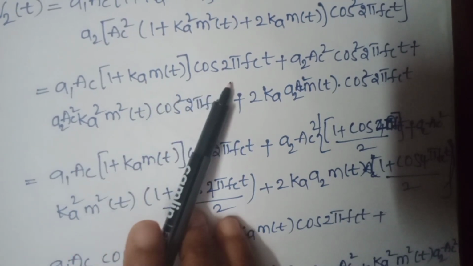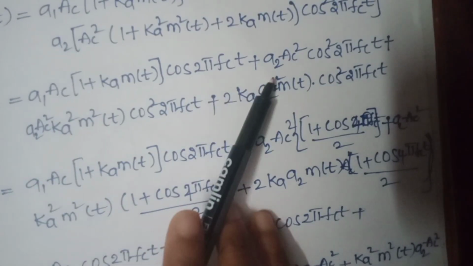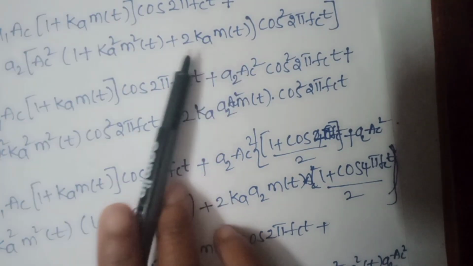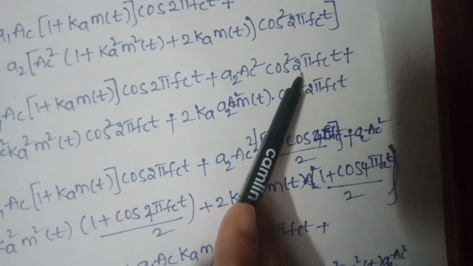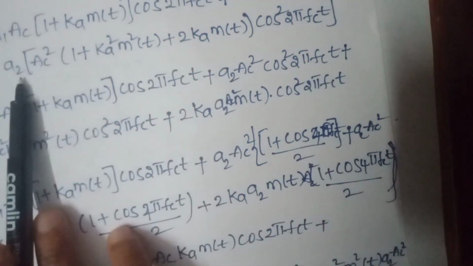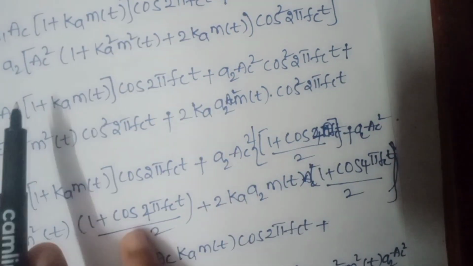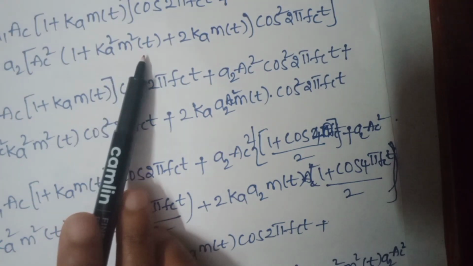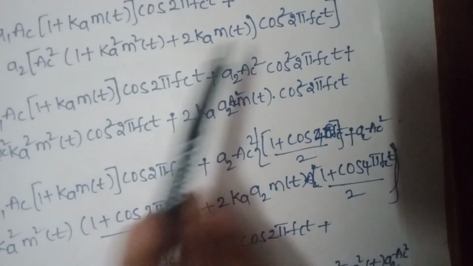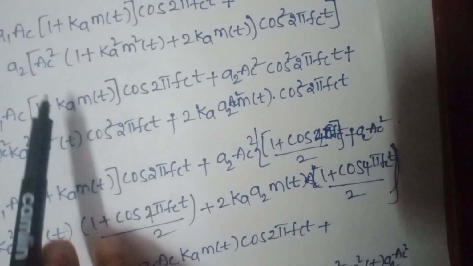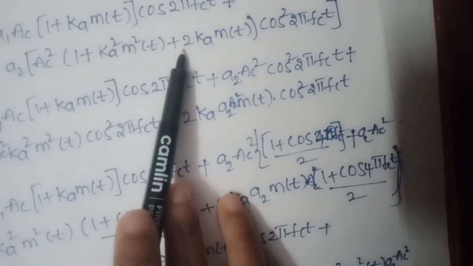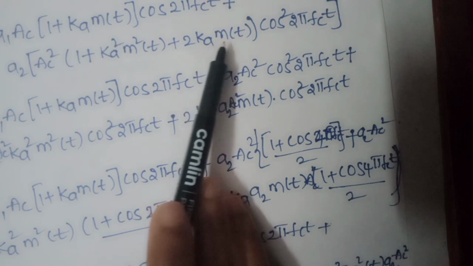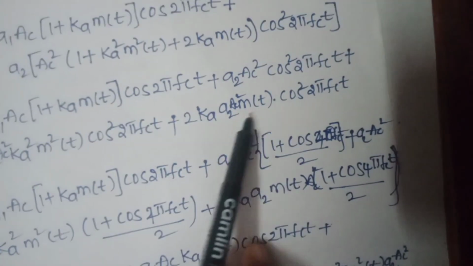Then expand this equation. V2 of t equals A1 Ac 1 plus Ka m of t cos 2 pi fct, plus A2 Ac square into 1 cos square 2 pi fct, plus A2 Ac square Ka square m square of t cos square 2 pi fct, plus A2 Ac square into 2 Ka m of t cos square 2 pi fct.